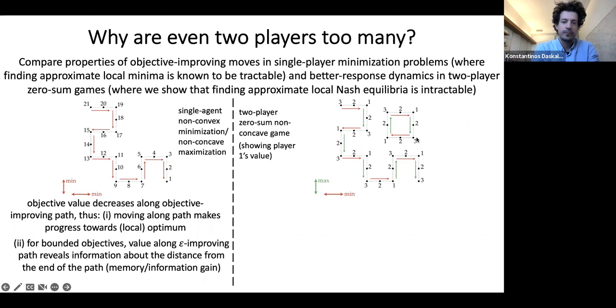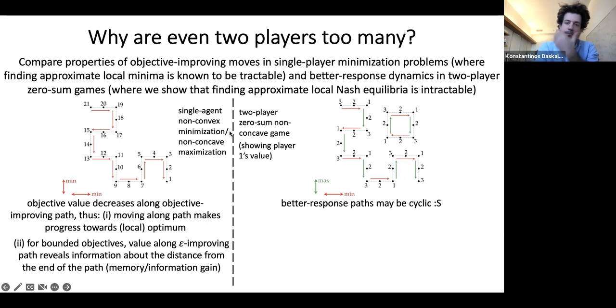But it can be cyclic. You can repeat values. Over here, if you're improving, the values have to go down all the way. Like you cannot repeat values. Over here, because there are two players, one minimizing, one maximizing, you can actually repeat values, you can get into cycles. Okay, so first of all, better response paths could be cyclic.